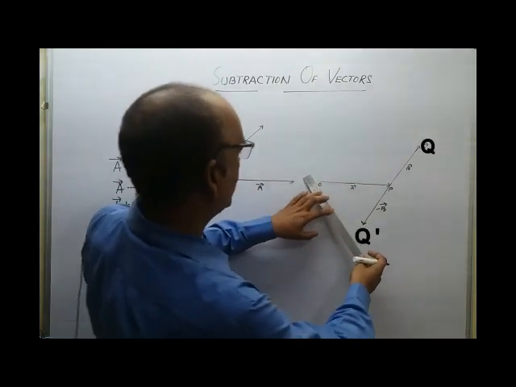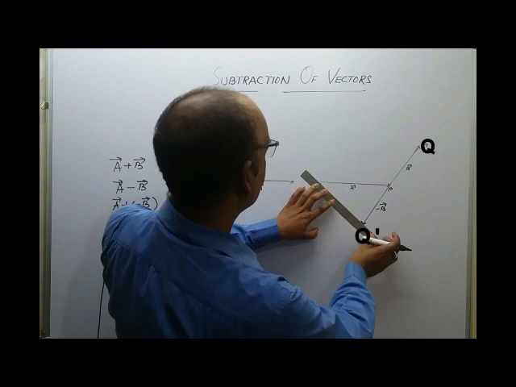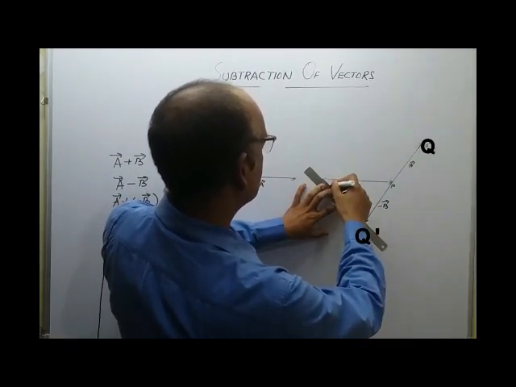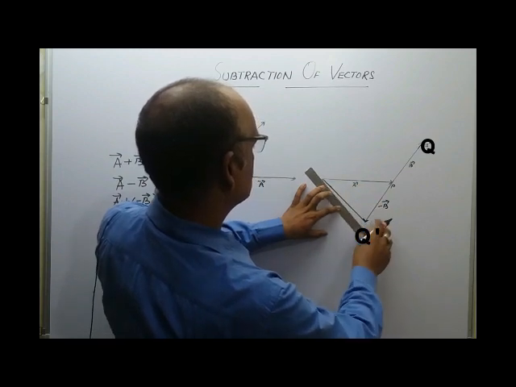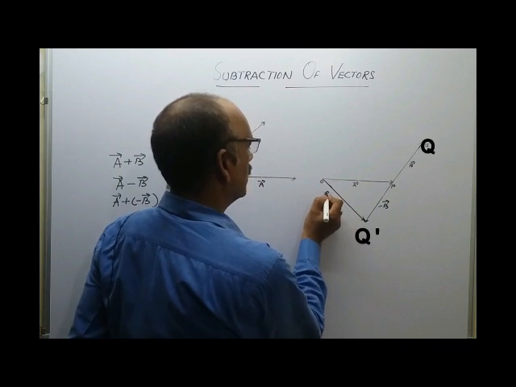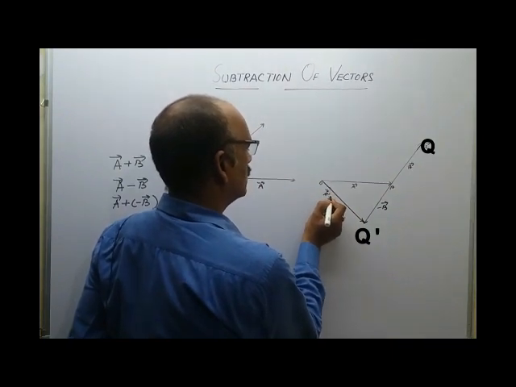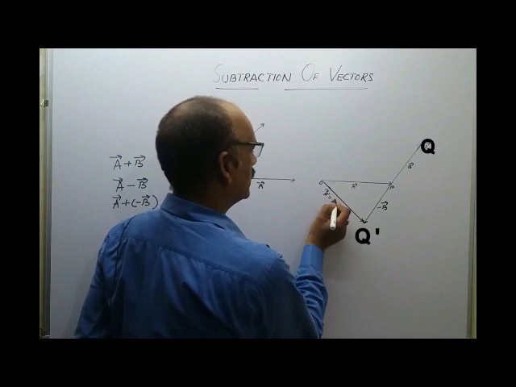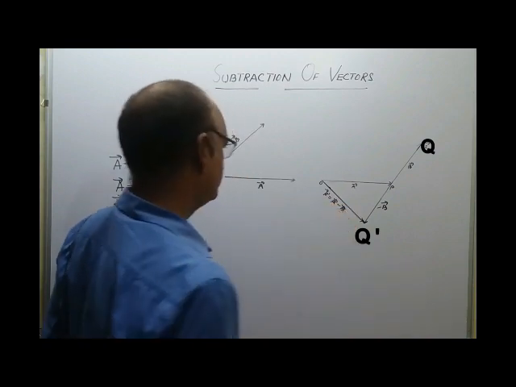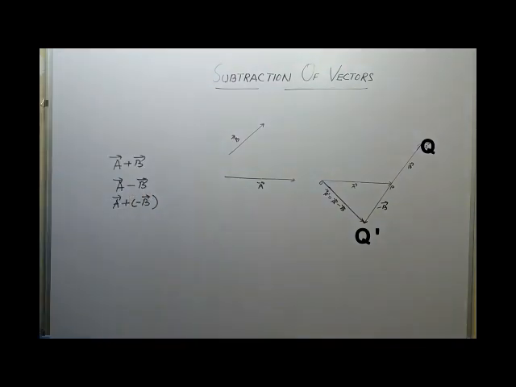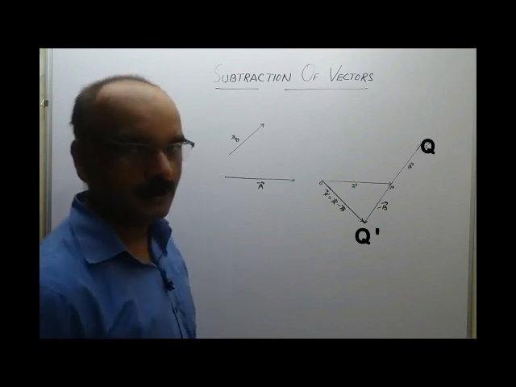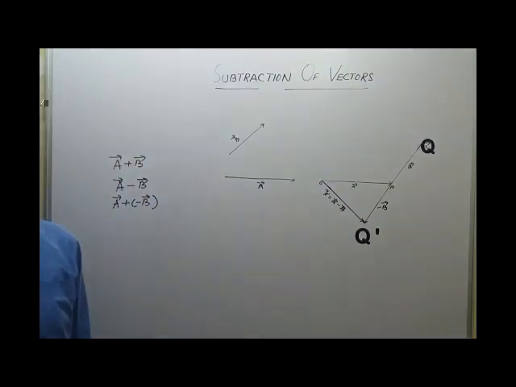Applying triangle law of vector addition, this vector R dash equal to vector A minus vector B. Clear? In this way we can subtract two vectors. Let us do some problems.